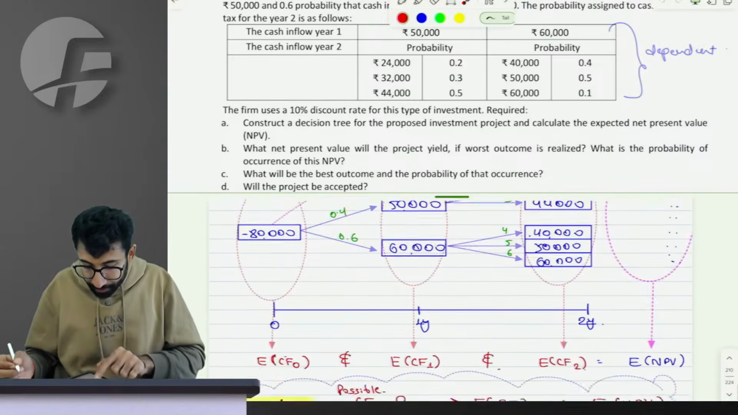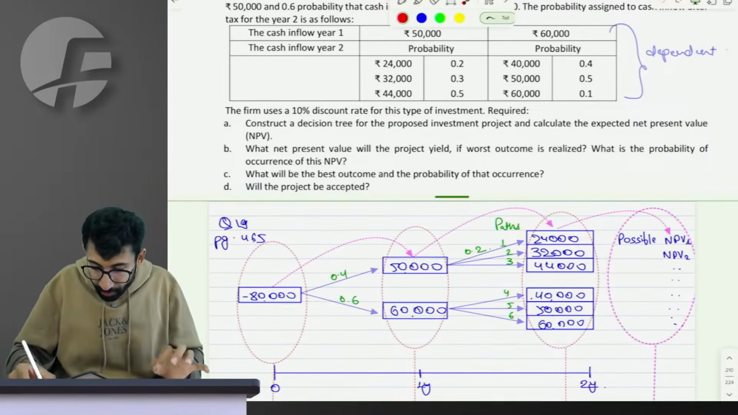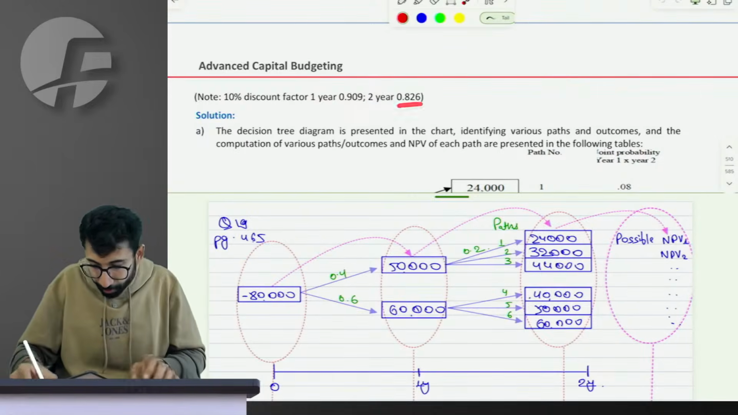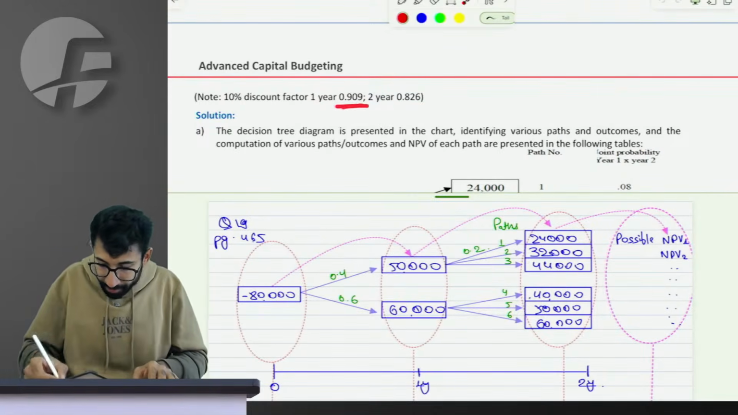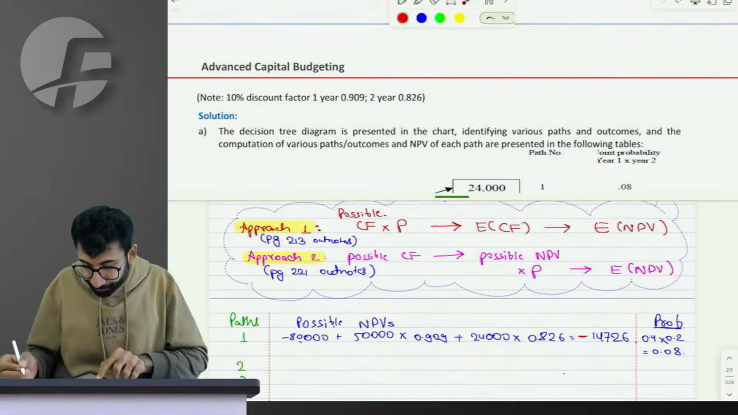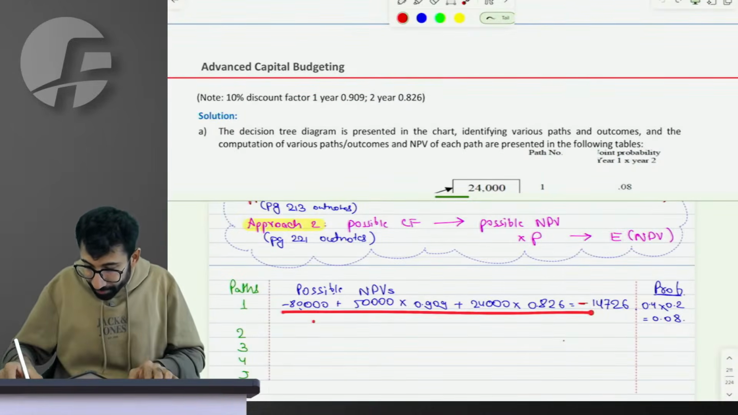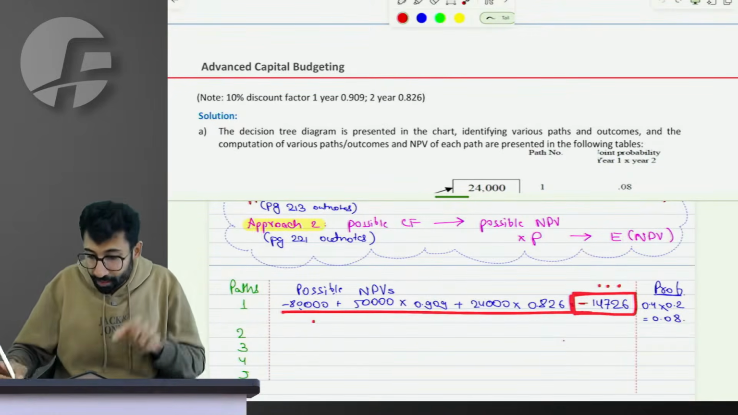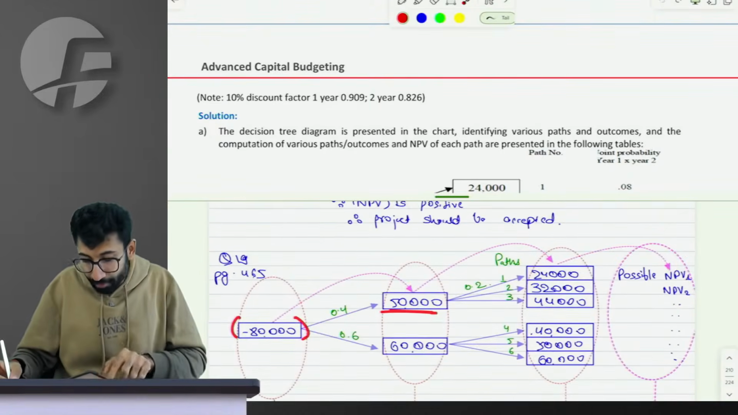Could you follow? So what is the possible NPV? 24,000 into the factor of 2 years as 0.2826, plus 50,000 into 0.909 being the factor of 1 year, minus 80,000. That way, if you calculate, the possible NPV is 147.26. The possible NPV. The probability of which, observe the probability.